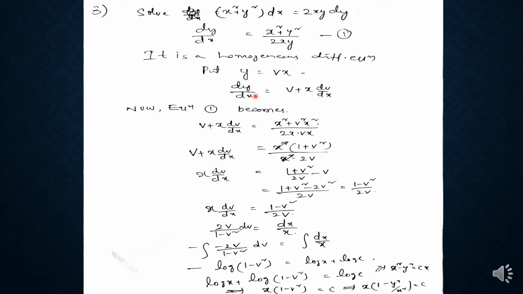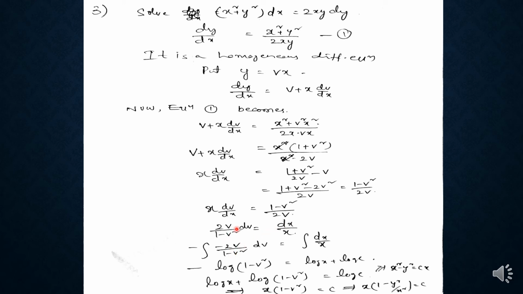So dy by dx is equal to v plus x dv by dx. Now the first equation becomes v plus x dv by dx is equal to, put y is equal to vx here, that is x square plus v square x square over 2x into vx, that is x square into 1 plus v square over x square into 2v. So x dv by dx is equal to 1 plus v square by 2v minus v, that is 1 plus v square minus 2v square by 2v, that is equal to 1 minus v square by 2v.